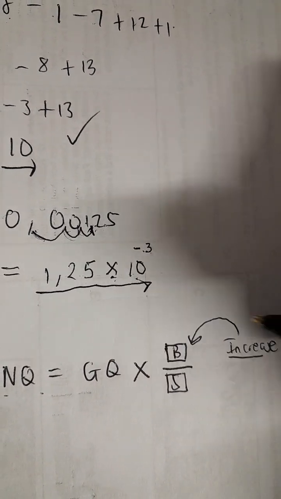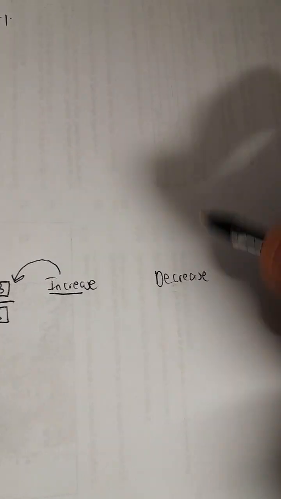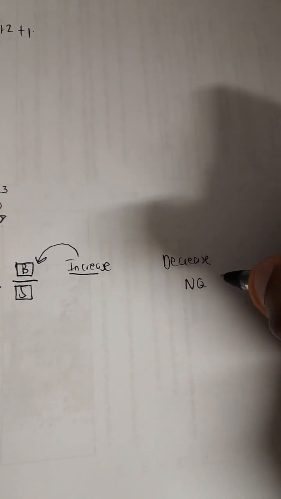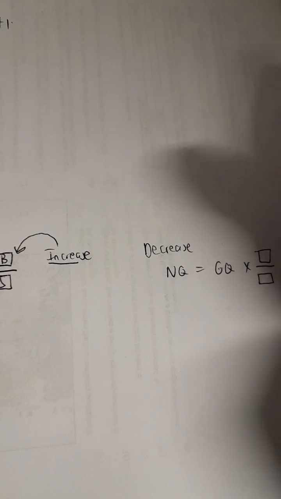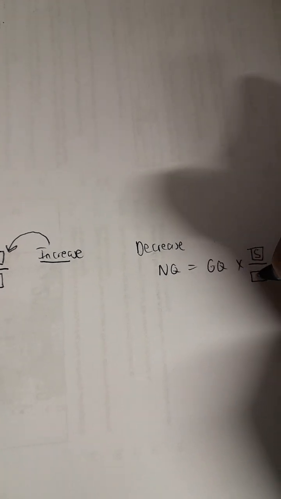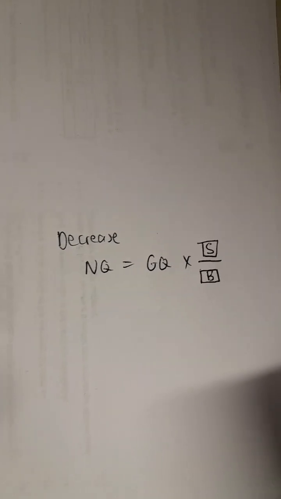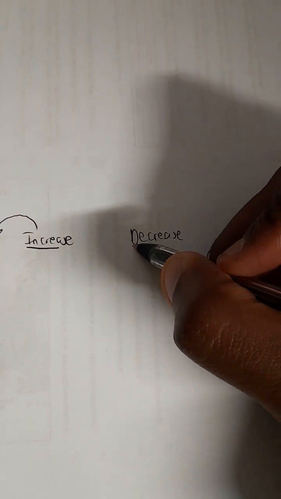Increase means big number at the top, but had the question said decrease 40 in the ratio, then you would still do the new quantity is equal to the given quantity times the fraction, but this time the small number would be at the top and the big number would be at the bottom. So this is how you go about answering the question had it said decrease.